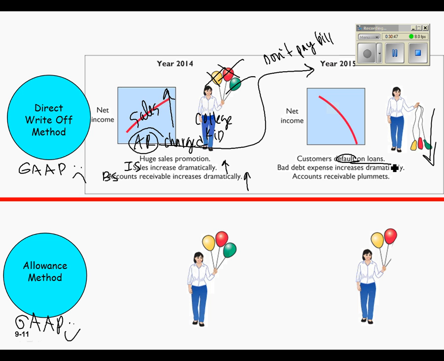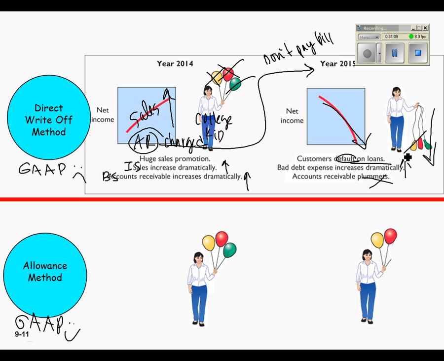Customers default on their loans. They're not paying their bills. Bad debt expense increases dramatically, and the AR plummets. Like they get wiped out. We don't even get them back. So we made all these sales. All these college kids walked away with all of our stuff, saying, "Yep, we'll pay our bill. Yep, we'll pay our bill."